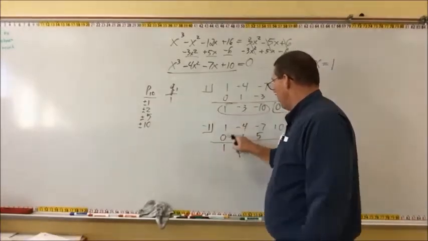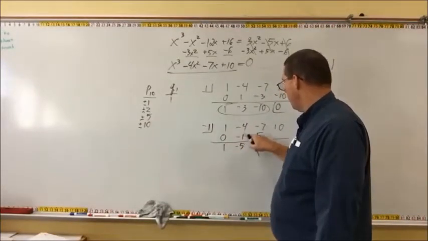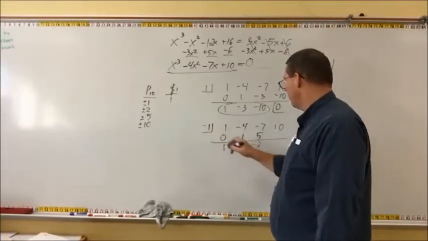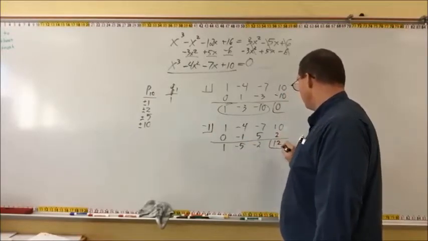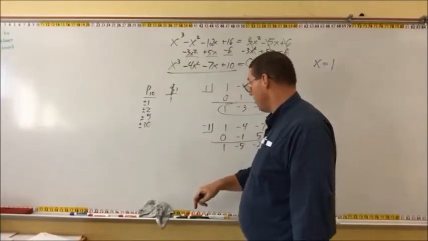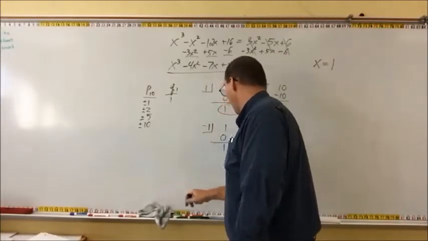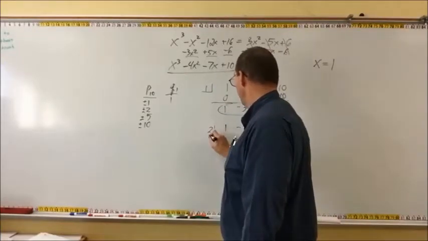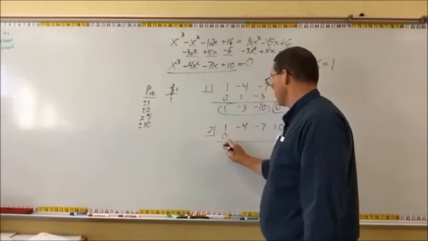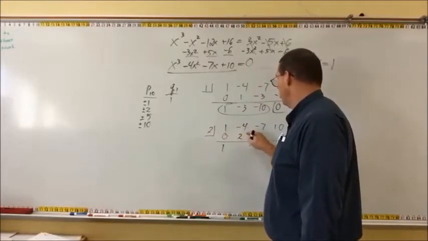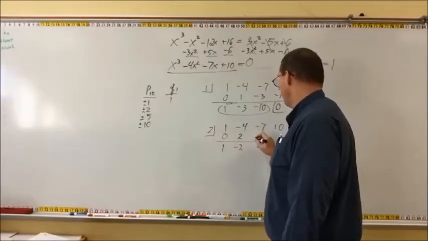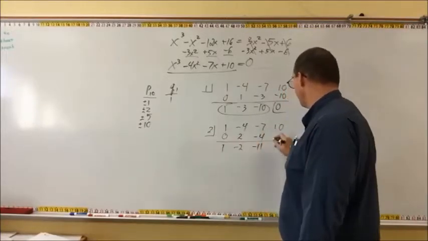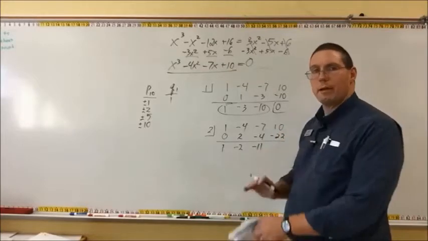So put a 0 here. We've got 1 times -1 is -1. Minus 4 is -5 times -1 is 5. -7 plus 5 is -2. -2 times -1 is 2. Remainder of 12. So -1 is not one of the zeros. So now let's try 2. 2, bring 0, 1 plus 0 is 1, times 2 is 2, minus 4 is -2, times 2 is -4, minus 7 is -11, 2 times -11 is -22, not a remainder of 0.